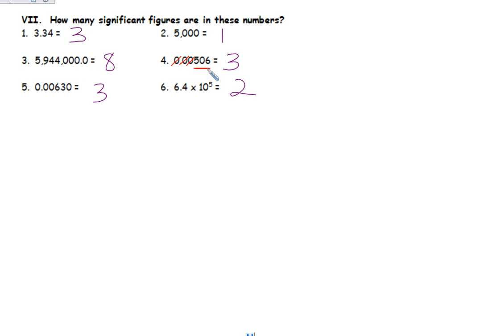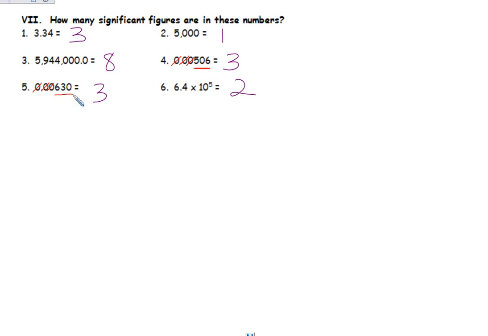Similar, I guess, with number 5. The leading zeros are not significant, but these guys at the end are. And we do have a zero at the end of the number, but there is a decimal spot in the number. So yes, they are all significant. Those 3 at the end, the 630.